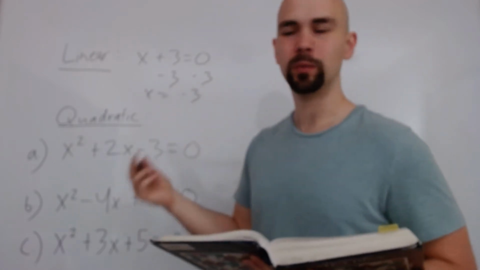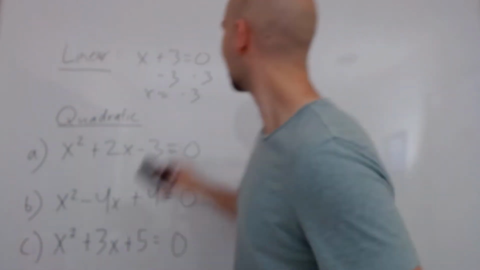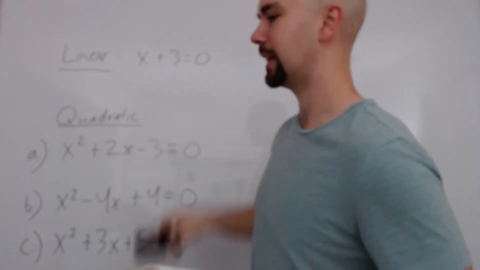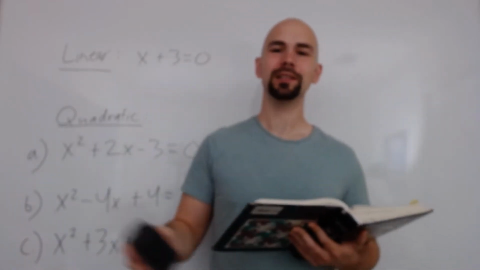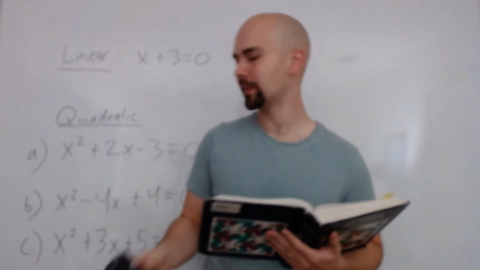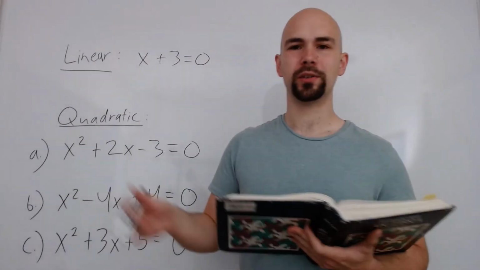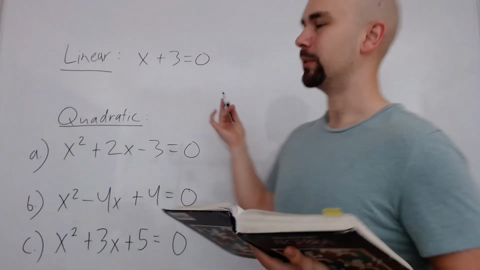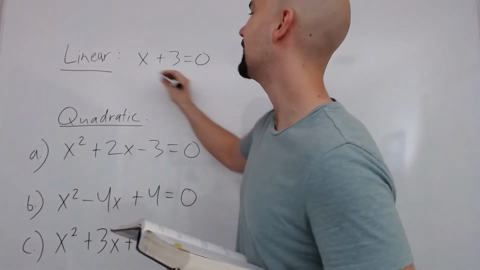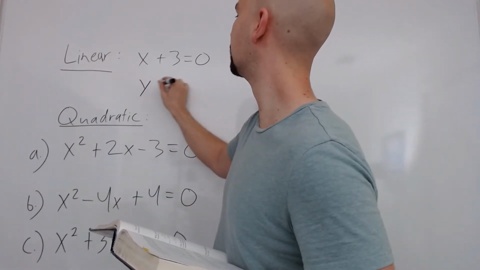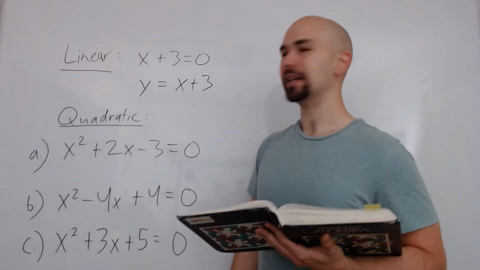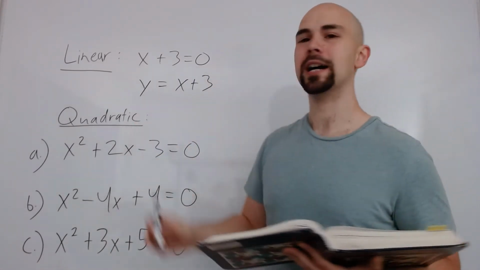We know that, but what if we wanted to solve it by graphing? When we graph for a solution of what x equals, we figure out where this is going to intersect the x-axis. So the x-intercept is going to be your answer, same for a linear or a quadratic equation. So how do we graph it? We need to set it up in our standard form for graphing, which is y equals x plus 3. I just changed the 0 to a y.